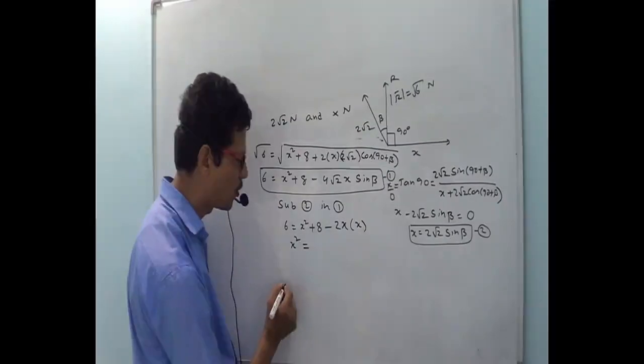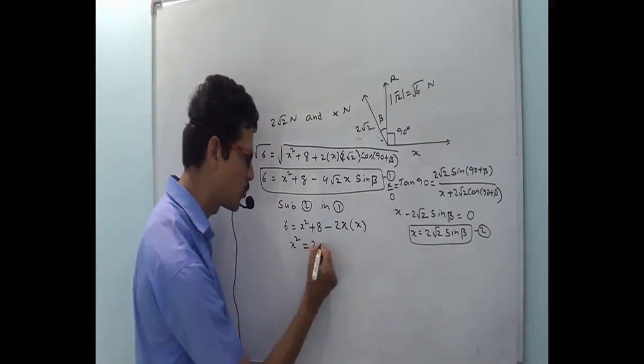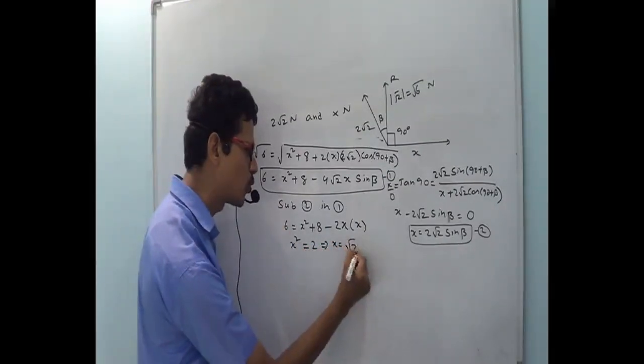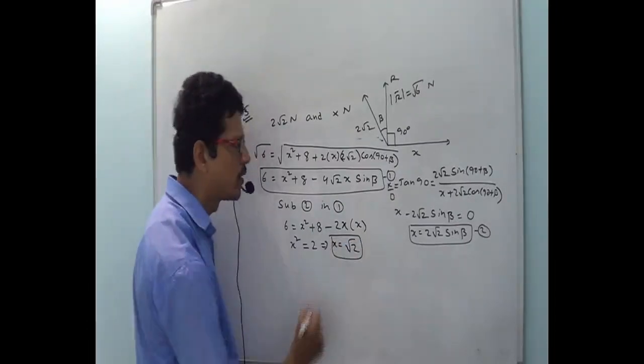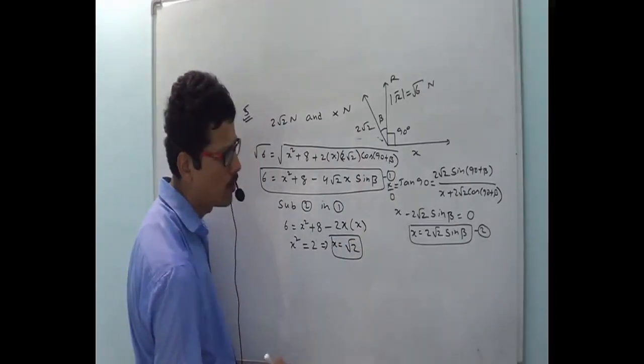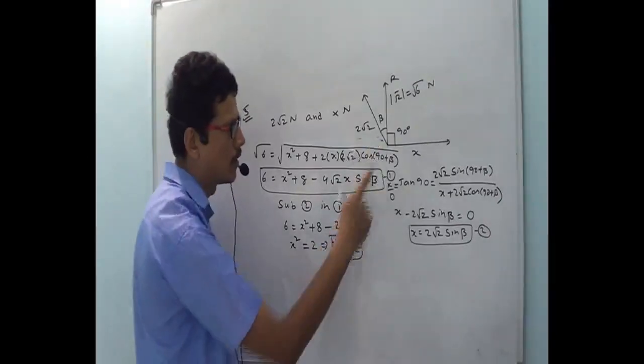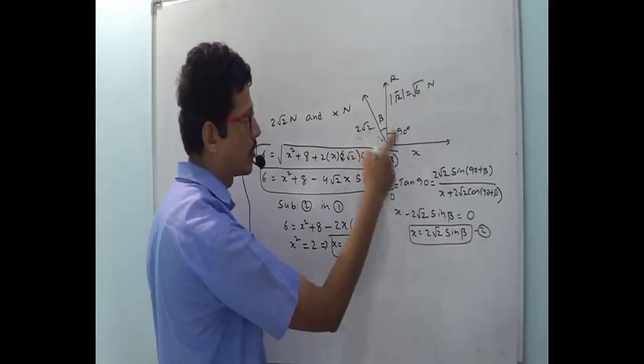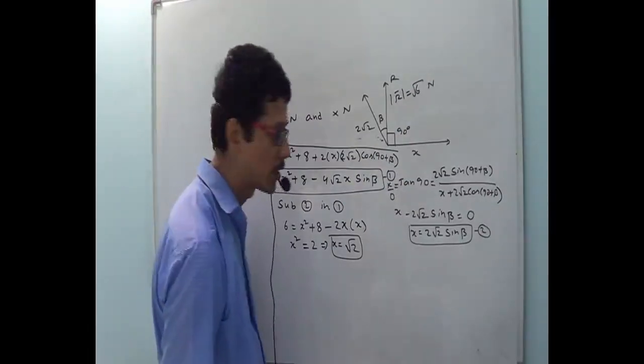X square is equal to how much? 8 minus 6 is 2. Then x is how much? Root 2. Okay. So one of the unknowns we got, and what is the second unknown? 90 plus beta, he is asking. What is this angle? Angle between two vectors. 90 plus beta is the angle between two vectors.